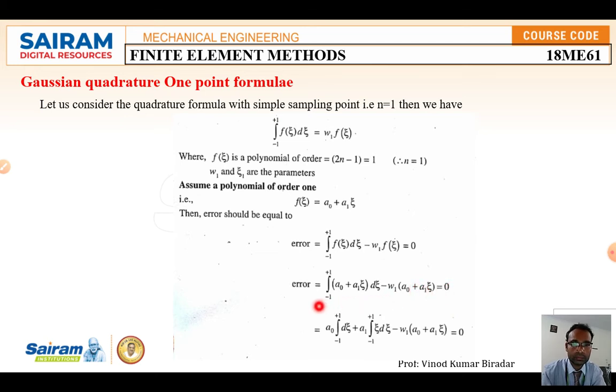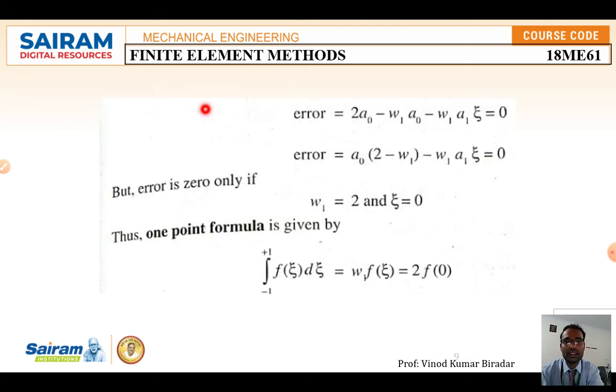The constant term we keep outside the integration. So a0 times the integration from -1 to +1 of dζ plus a1 times the integration from -1 to +1 of ζ dζ, minus w1 times (a0 plus a1 ζ), is equal to 0. To simplify this, the error is equal to 2a0 minus w1 a0 minus w1 a1 ζ, which is equal to 0. Taking a0 common on both sides, we get a0 (2 minus w1) minus w1 a1 ζ is equal to 0.